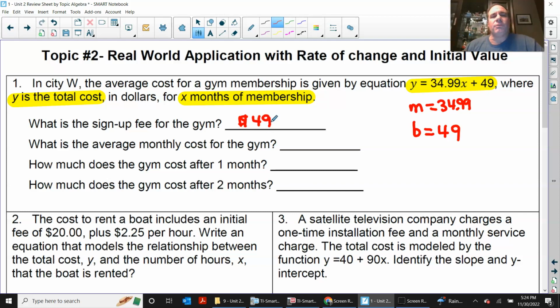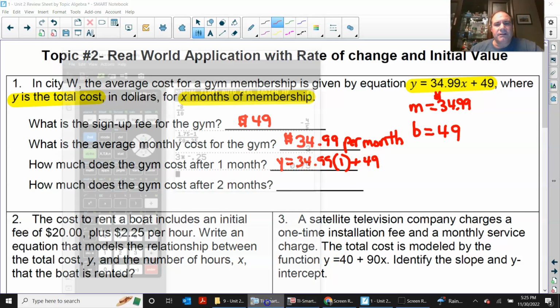What's the average monthly cost for the gym? The average monthly cost is $34.99. And that is per month. How much does the gym cost after 1 month? Not for 1 month, after 1 month. How much does the total of the gym cost? So what you would have to do is put y equals $34.99 times 1 for 1 month, x, plus 49.